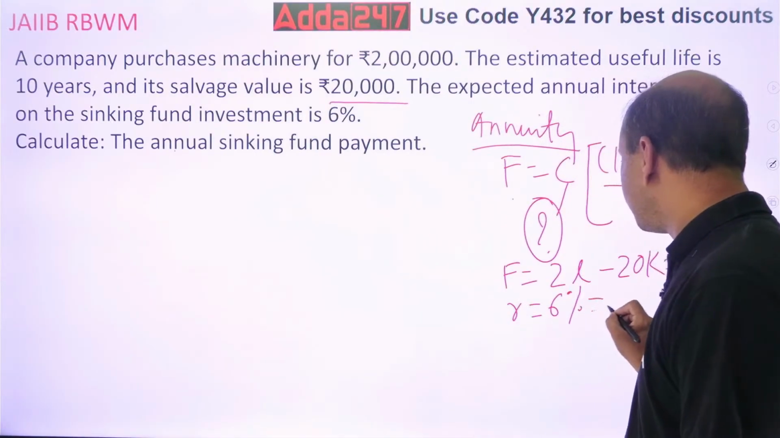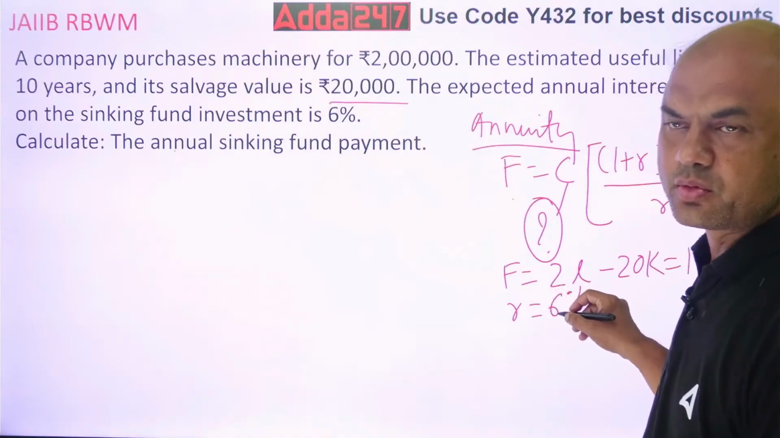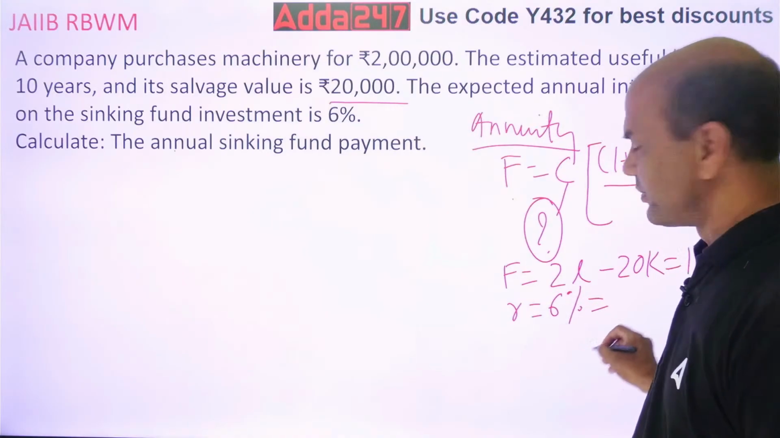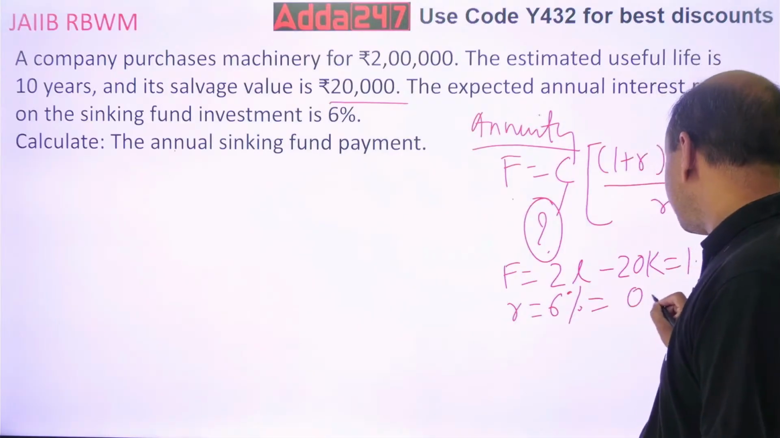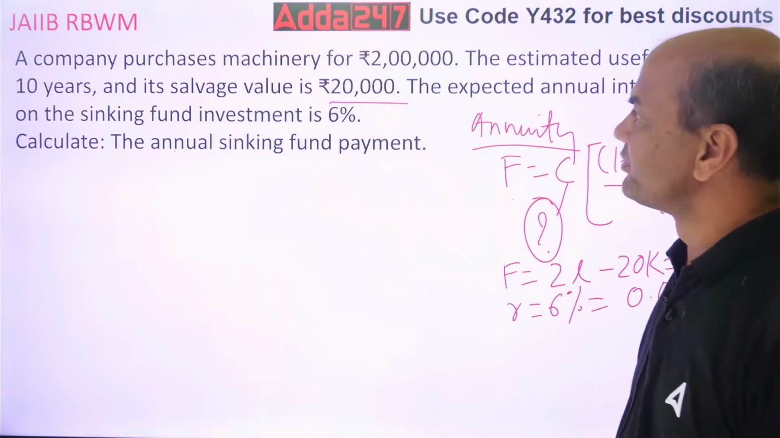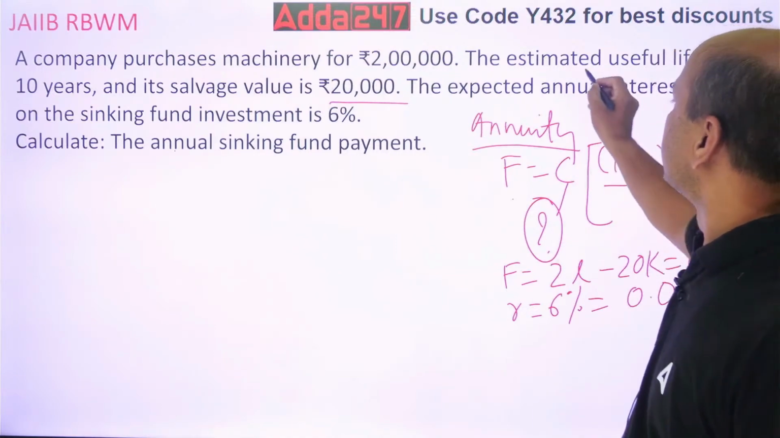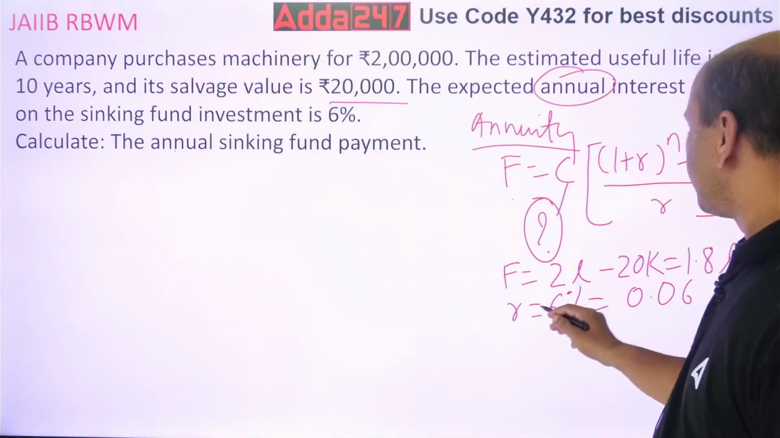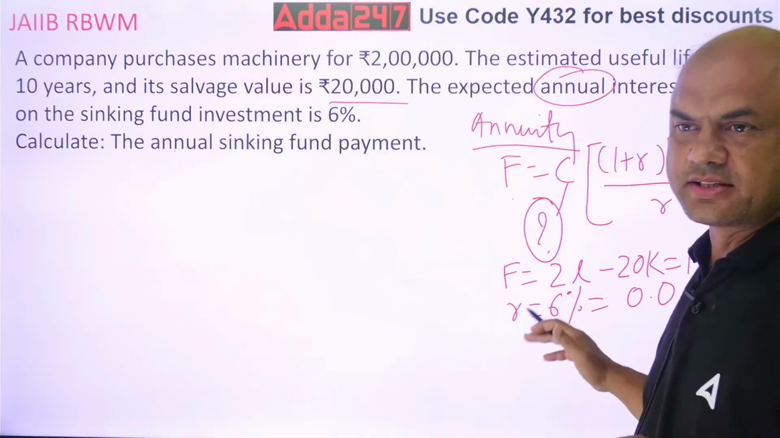So make it into 100 immediately. Convert it to 100 terms. So 6% means 6 divided by 100, so 0.06. You want it annual. As you want it annual, you will not make any change. You will keep it as it is.